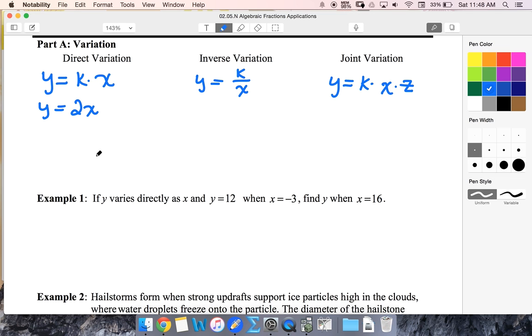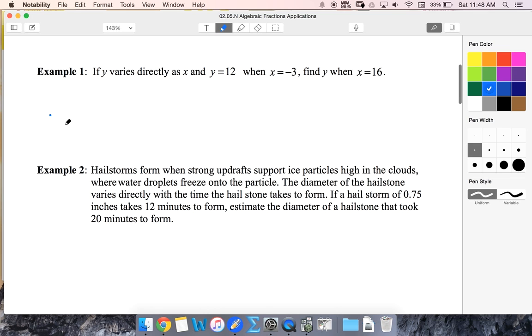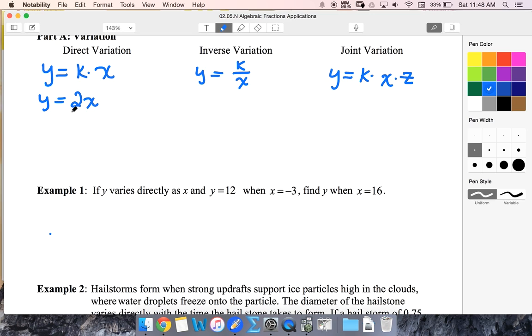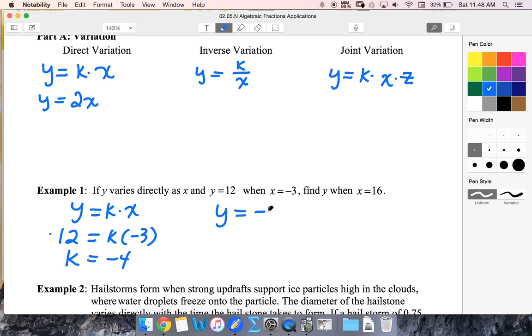So let's see what I'm talking about down here with example 1. If y varies directly as x, and y equals 12 when x equals -3, find y when x is 16. So y varies directly as x. That tells me that y is equal to some constant times x. Y equals 12 when x equals -3, so straight away I can see my k value is -4. That means y is equal to -4x. So if x is 16, -4 times 16, the y value would be -64.